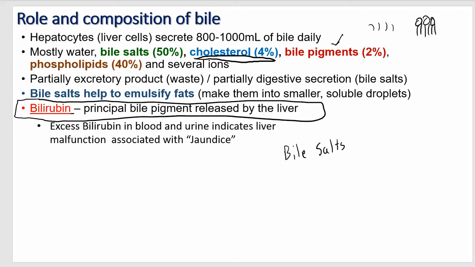So bilirubin is one of these bile pigments, and one of the roles of the liver is to get that bilirubin in a soluble form so that it can be excreted in bile. If that doesn't happen, then you could have excess bilirubin in the blood and in the urine, which could indicate that the liver isn't working right. And because it is a pigment, it can cause that yellow color that we see with jaundice. Okay, and we'll see some pictures of that.